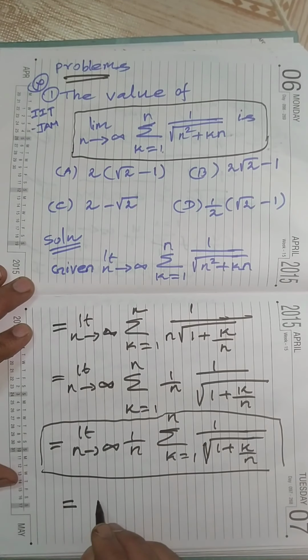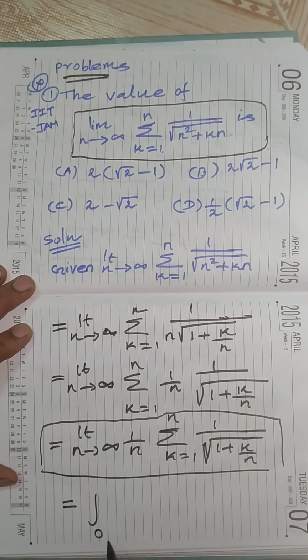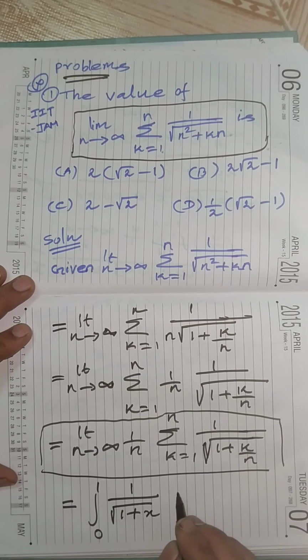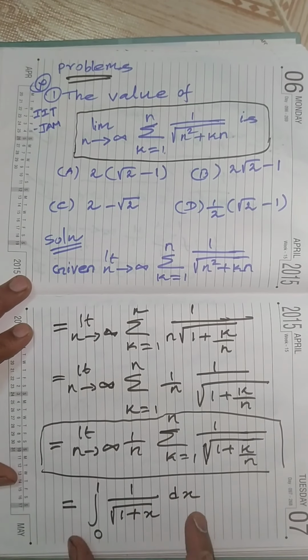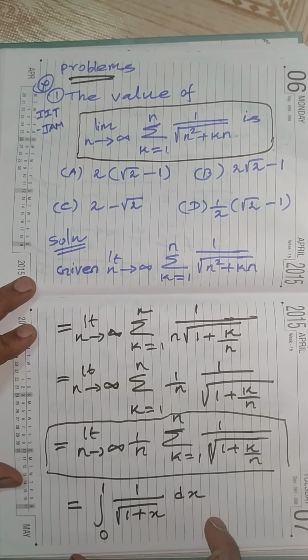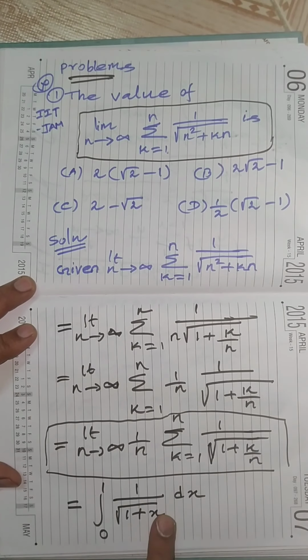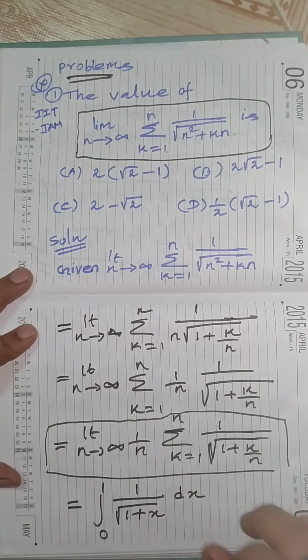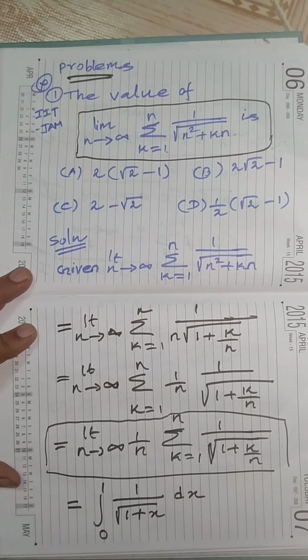So the next step is the integral from 0 to 1 of 1 divided by root of 1 plus x, replacing k by n with x, then dx. Now solve this integral, that is a definite integral. After solving this integral value, among the 4 values we can find which one is correct. Alright, I take down this one to the next page.